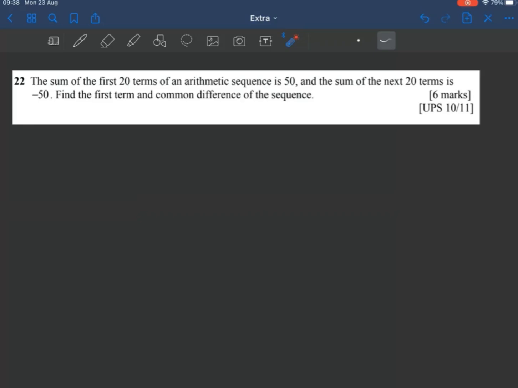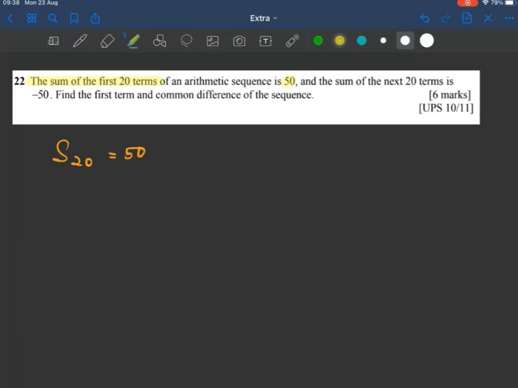Okay, so apa yang kita ada? Kita ada sum of the first 20 terms. Sum of the first 20 terms ialah kita punya S20. Okay, sum of the first 20 terms is 50. So, S20 is equals to 50.